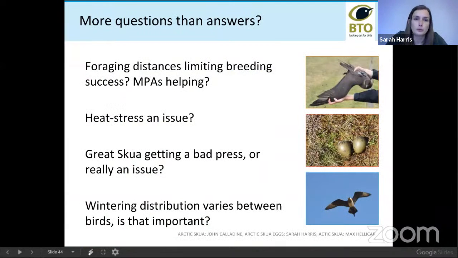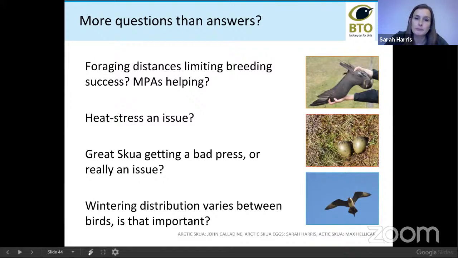So we might have caused more questions than answers here, but we've found out some pretty important stuff. We're thinking that foraging distance can limit breeding success, but marine protected areas could be helping birds with their breeding. We wonder if heat stress is an issue, and that might be something that we look at in more depth. We're wondering whether Arctic skua, great skua get a bad press, or if they really are an issue. We have about 60% of the global population of great skua nesting in the UK, so they're pretty important as well to be looking after these birds.